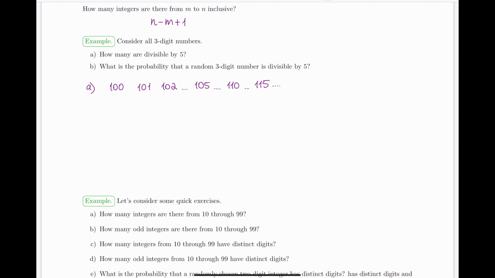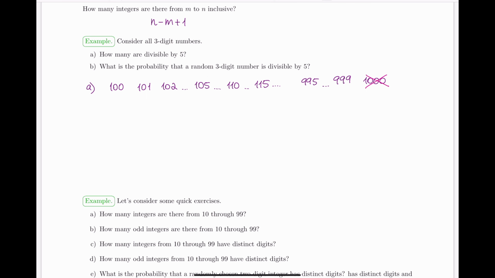Now, what about the last of these numbers that's divisible by 5? Remember that the 3-digit numbers go all the way up to 999. 999 is not divisible by 5. The number before that which is divisible by 5 will be 995. And then 1000, which is divisible by 5, is not a 3-digit number, so I will no longer be able to include it in my sequence.